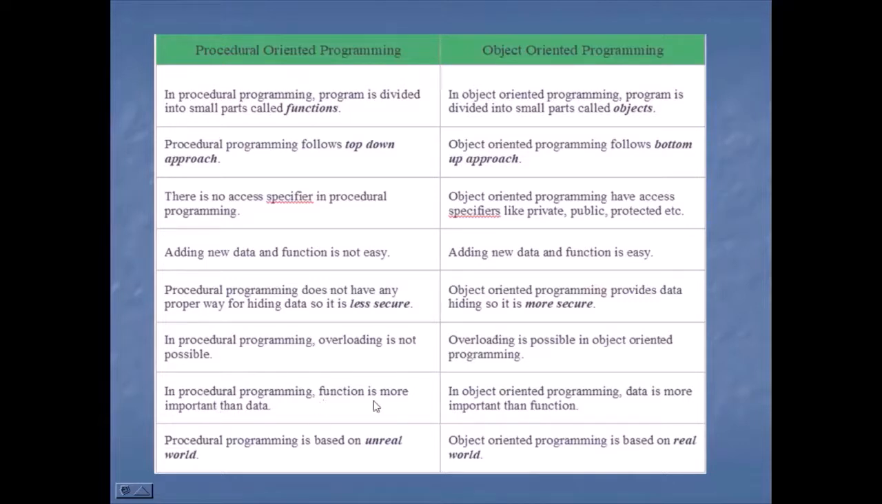In procedural programming, function is more important than data. Here data is more important than function. Procedural programming is based on the unreal world. Here everything is real world. Object-oriented programming is based on the real world. These are the differences between object-oriented programming and procedural programming.